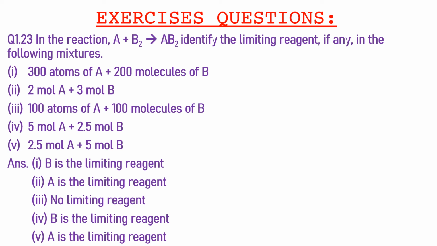Lastly, the fifth one is again 2.5 moles of A plus 5 moles of B. Again we can say that 2.5 moles of A will react only with 2.5 moles of B, and 2.5 moles of B will remain unreacted. Similarly, here A is the limiting reagent and B will be the excess reagent.